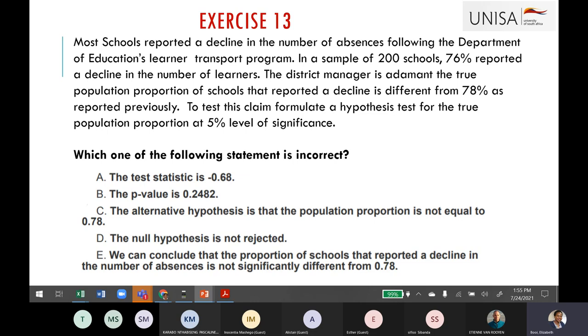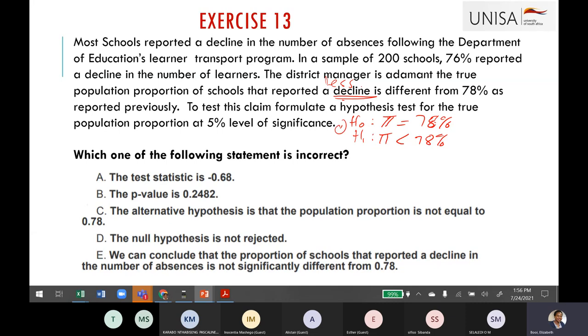So in the statement, we are told that the manager reported that there is a decline in the difference between 78. So our step one is to state our null hypothesis, which will state that the population proportion is equal to 78%. But what the researcher wants to prove is a decline, which is a less than. We cannot put it in the null hypothesis, but it will go into our alternative hypothesis. So our population proportion will be less than 78%. That's step number one done.